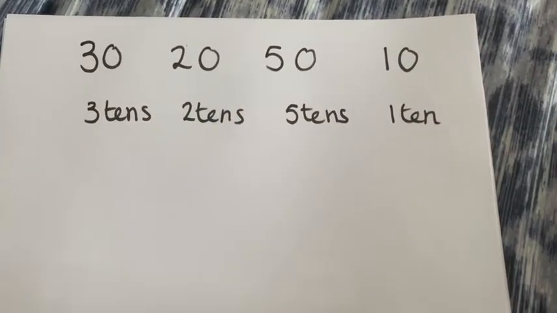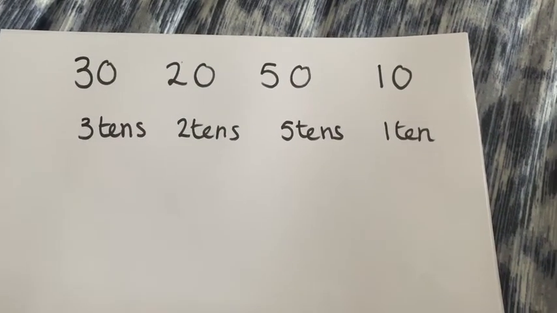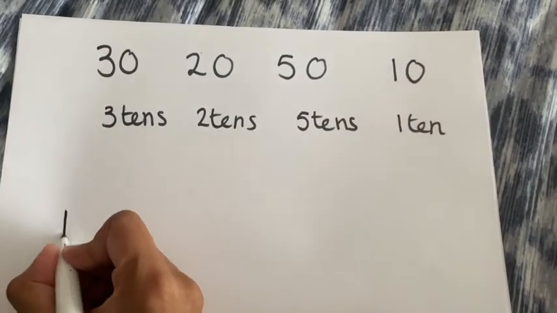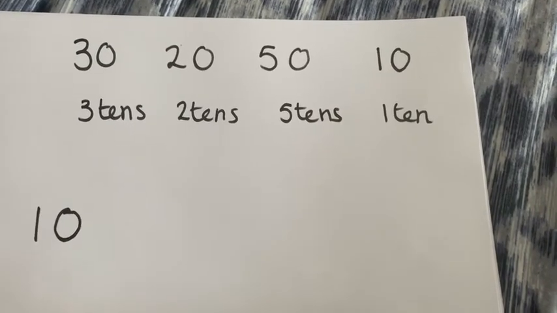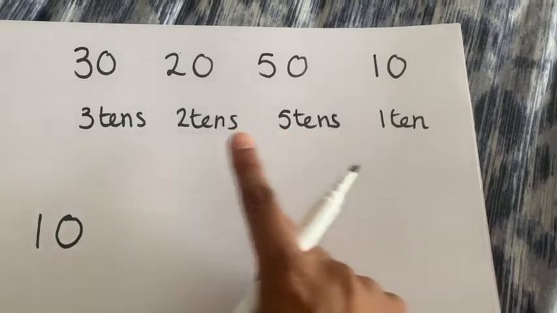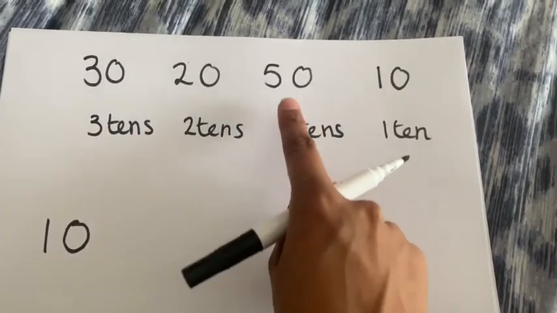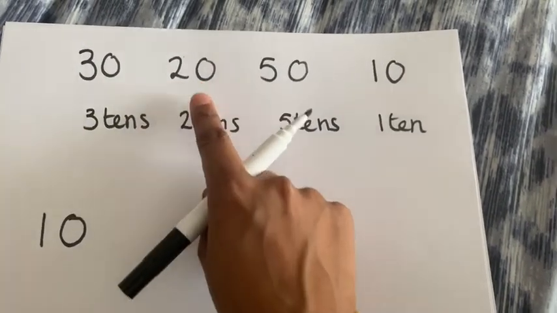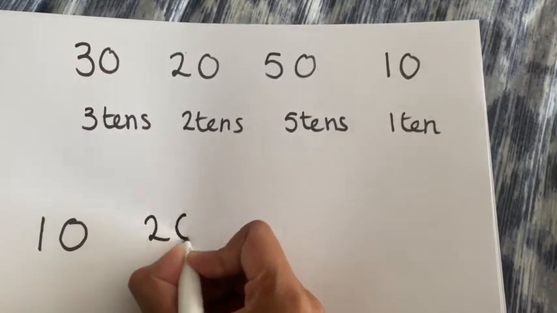Which one has the smallest amount of tens? That's right, 10, because it only has 1 ten. So 10 will go first. What number will come after that? We've got 3 tens in 30, 2 tens in 20, 5 tens in 50. That's right, it'll be 20, because 20 is the next one up. It only has 2 tens.